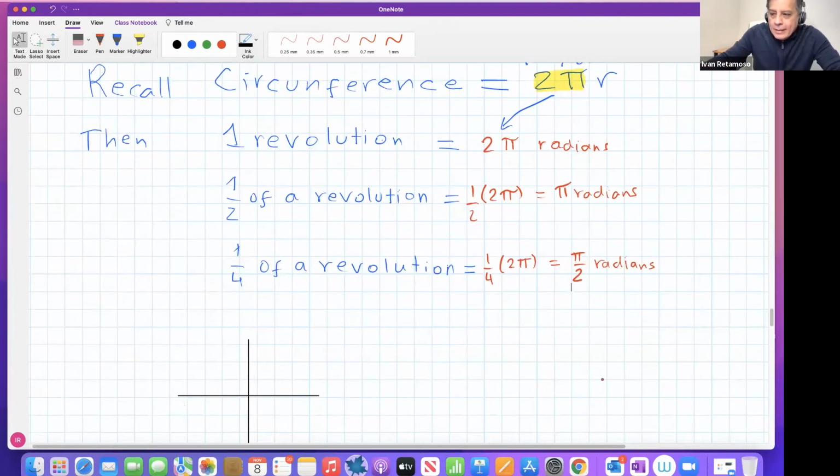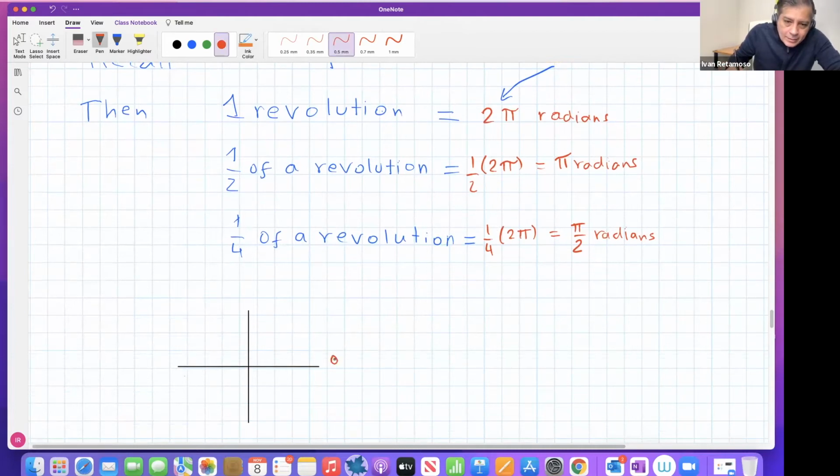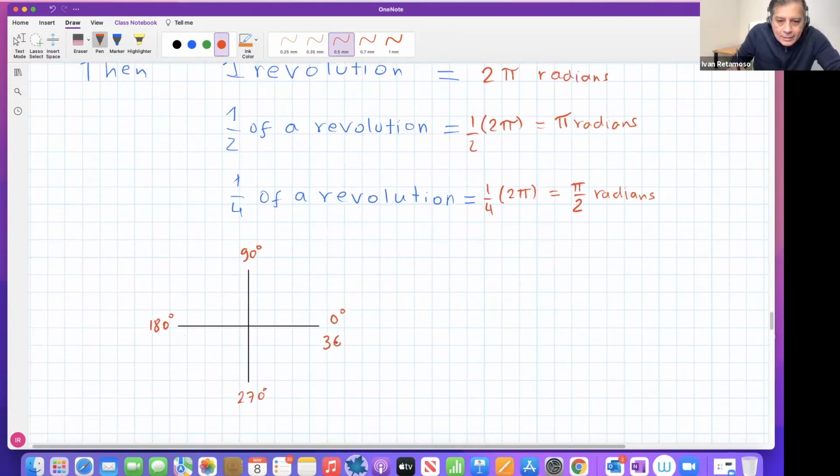So let's represent this in radians the way we did it in degrees. Remember in degrees, we started with 0 degrees, which is the same as 0 radians. Then 90 degrees, 180 degrees, 270 degrees, and we came back to 360 degrees when we complete a full revolution. Now in radians, this is 0 radians. 90 degrees is a quarter of a revolution, pi over 2 radians. Half of a revolution is pi radians. Three quarters of a revolution, three times one quarter, is 3 pi over 2 radians, okay?